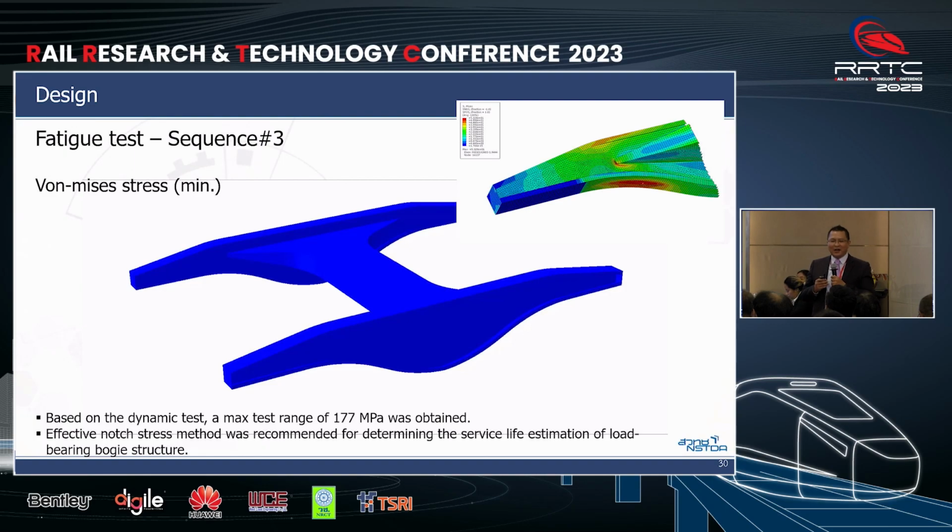But the question is how we can reduce this test length, because if we can reduce test length, it means that we can extend the lifetime of the bogie. Normally, the bogie service life should be more than 30 years. That's why we need to conduct the fatigue test by using the finite element method.